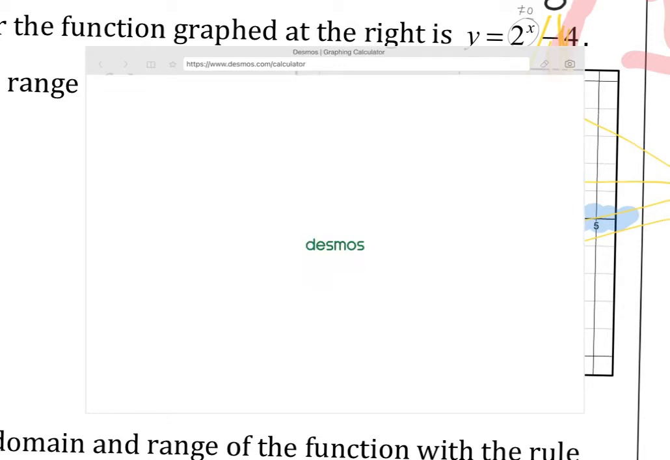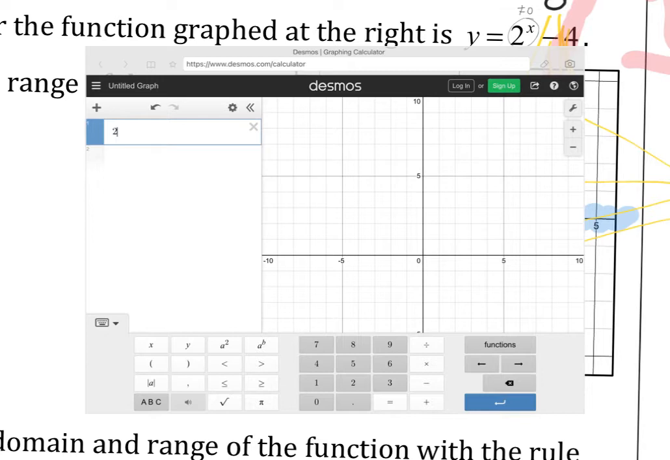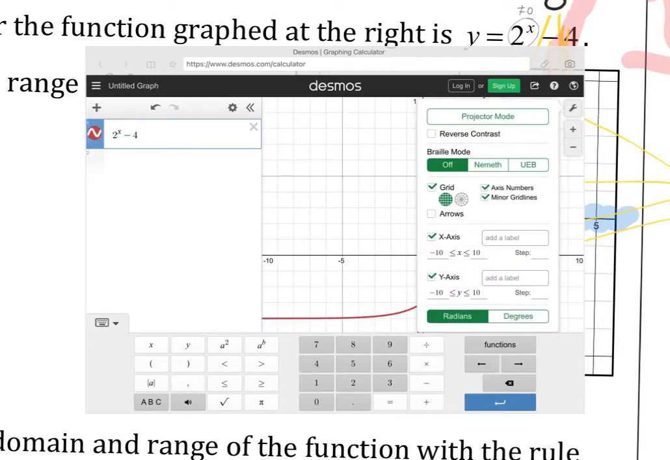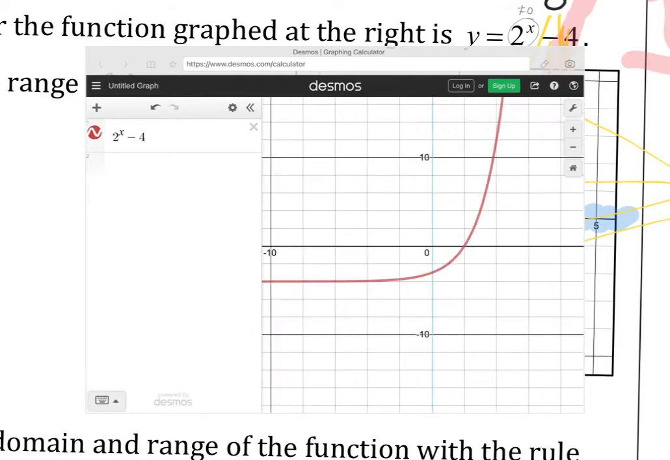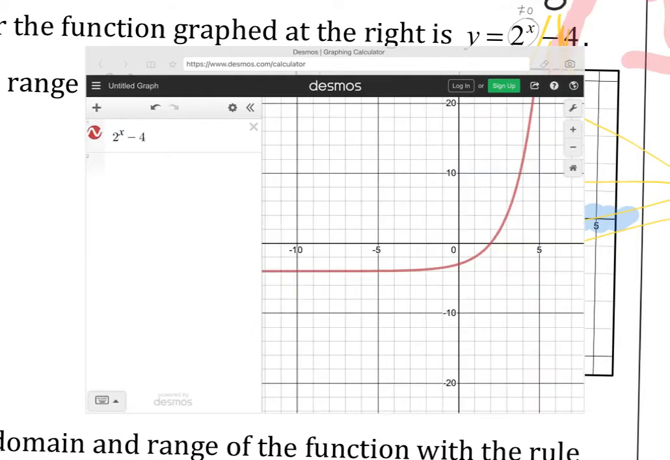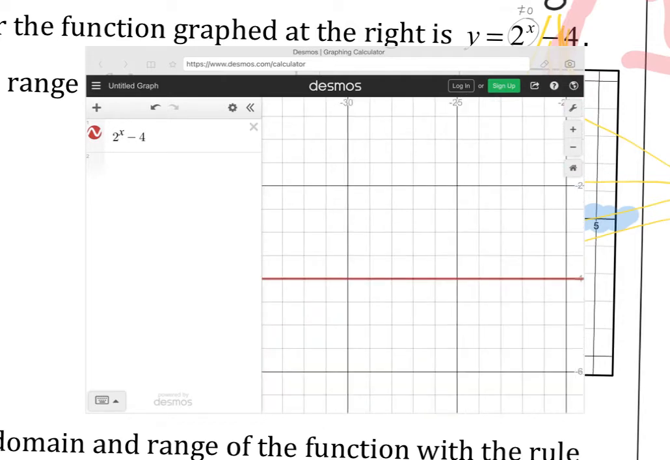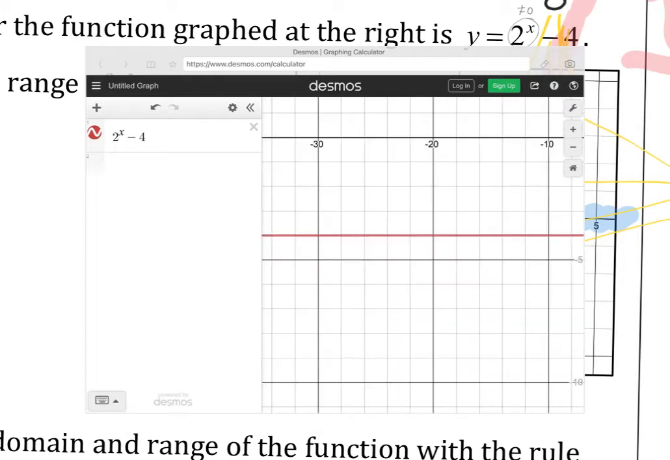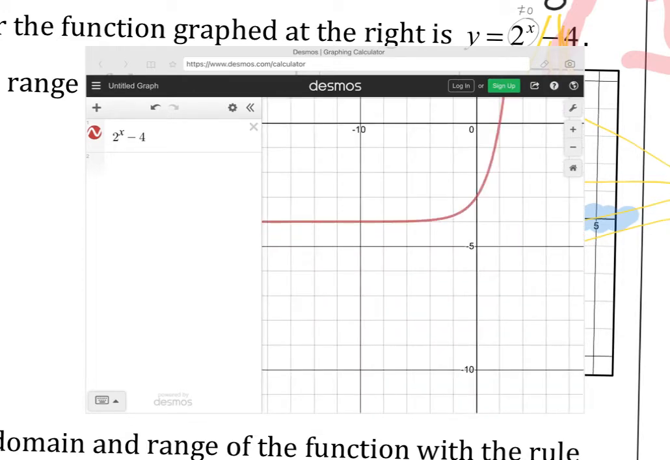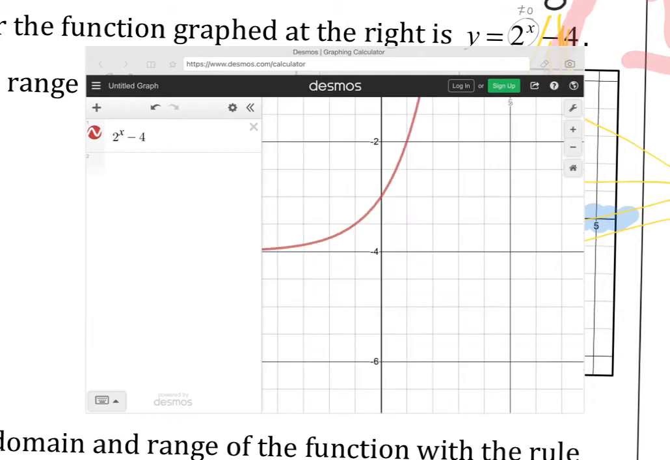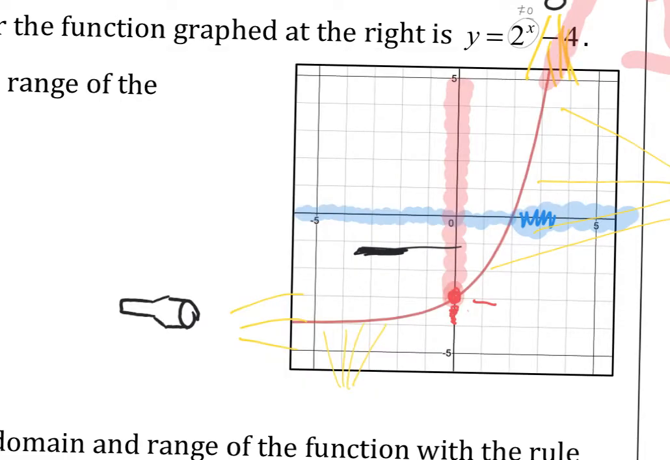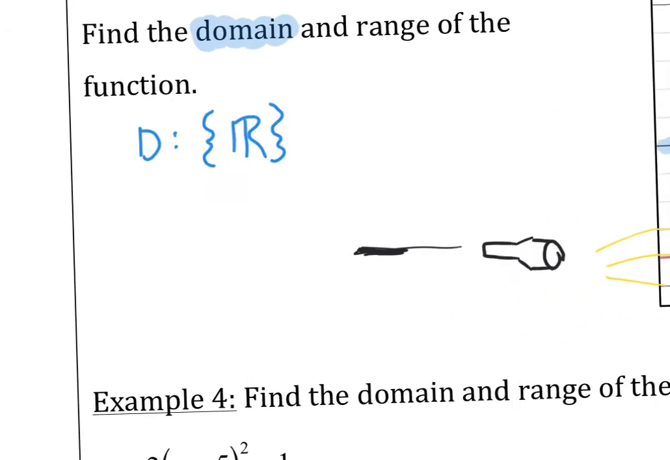Okay, and graphing calculator, and let's do 2 to the x, and then minus 4. Now, no matter how much I zoom out, look, and zoom this way, and I'm moving it, you just can't see, it never goes beneath that line. And in fact, it never even touches that line. Which line does it never touch? It never touches this line right here, all the way across. So that means the domain is all real numbers.